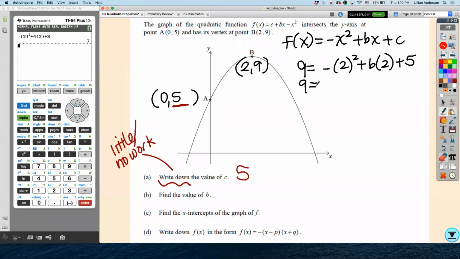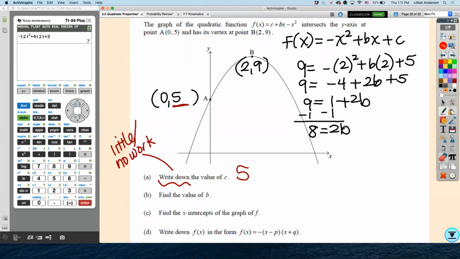Do I apply the negative? Do I square it? Square first. Square it first, so it turns into a -4. This becomes a 2B, and this stays a 5. What's -4 plus 5? 1. So I combine them, and I'm going to subtract the 1 over instead.